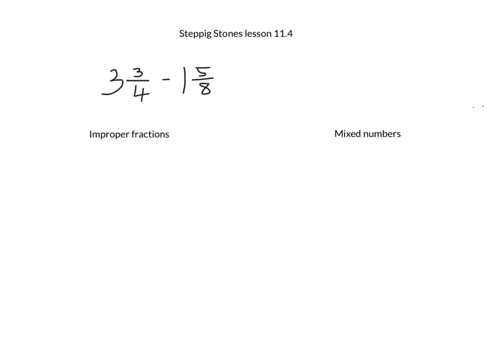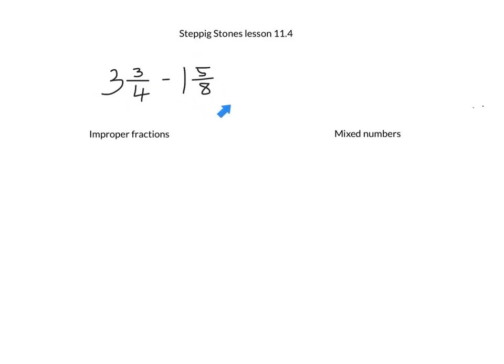Okay, Stepping Stones lesson 11.4. It is asking you to subtract mixed numbers, but there are two ways of doing this. We can subtract 3 3/4 take away 1 5/8, either as the mixed numbers as they are method, or changing them to improper fractions and doing it. I'm going to show you both ways. I'm going to start with the mixed numbers because that's the method I prefer if I were given this problem.